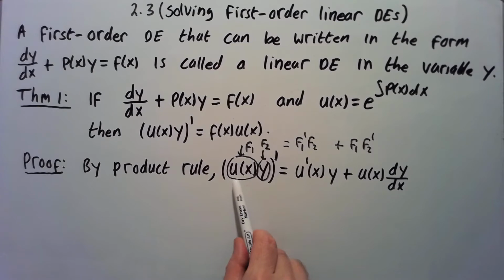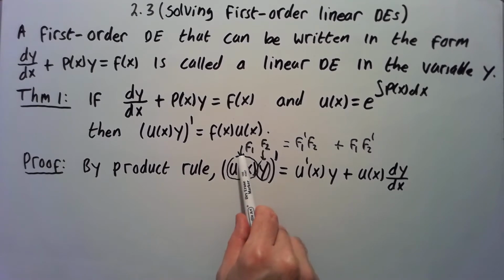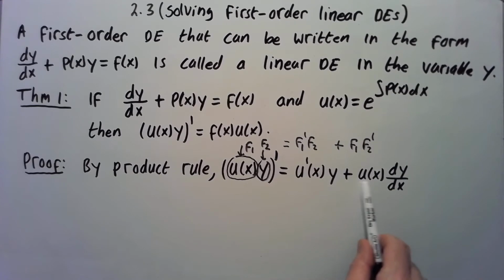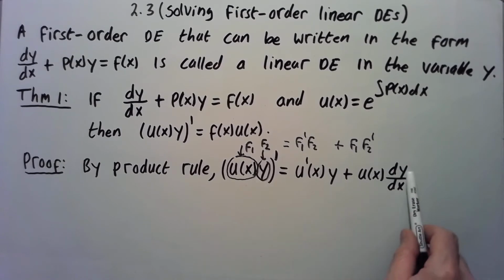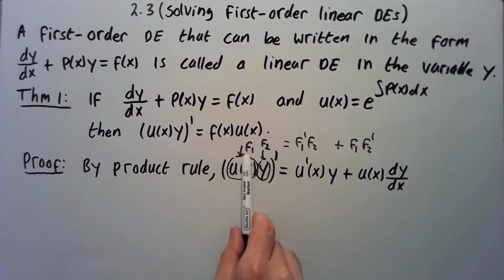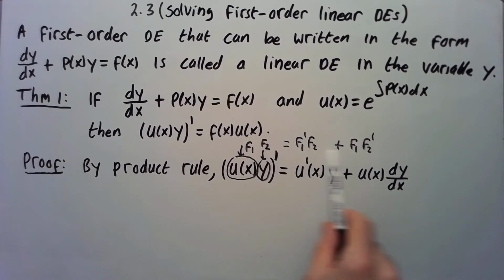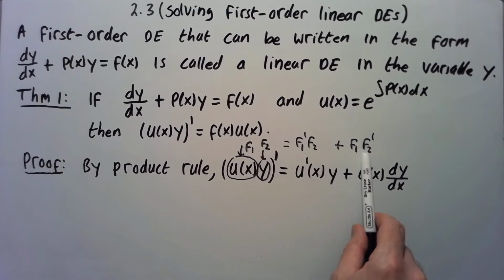Okay, so again, the u guy is what I'm calling my first function, the y is my second function, so it's going to be derivative of first function times second plus first function times derivative of second. But the derivative of y would just be dy/dx. So again, if you call the first function f1, the second one f2, here's my product rule formula up here, f1 prime times f2 plus f1 times f2 prime. Okay, let's keep going.